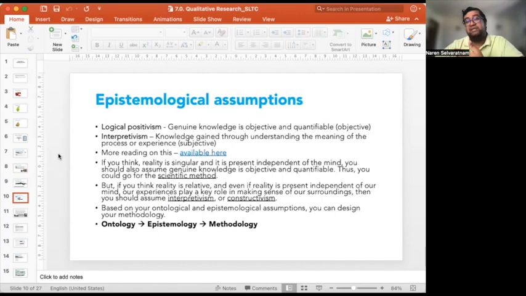So when I have that assumption about reality, my next thing is, okay, how do I need to get this information? Now, for that, we need to have epistemological assumptions. Epistemology, also known as theory of knowledge. Now, there are a lot of methods for this. Now, here I have mentioned logical positivism. Genuine knowledge is objective and quantifiable. If you want to get true information, those information has to be objective. Whatever it is, if it is subjective, then you should be able to quantify them.